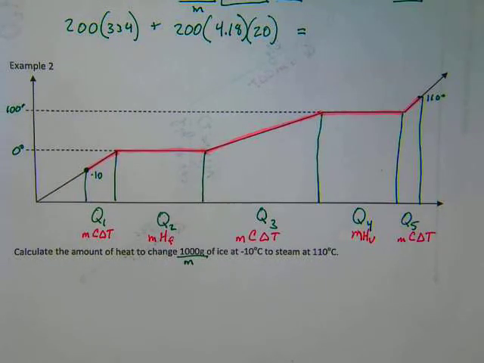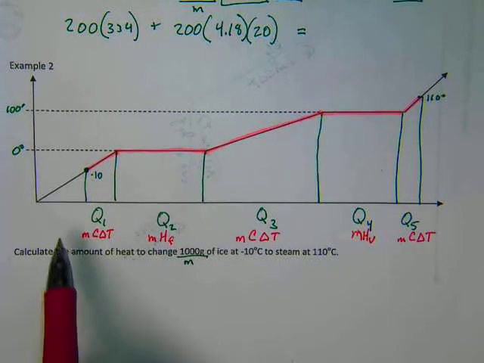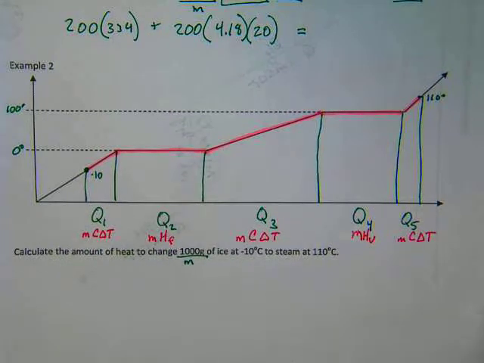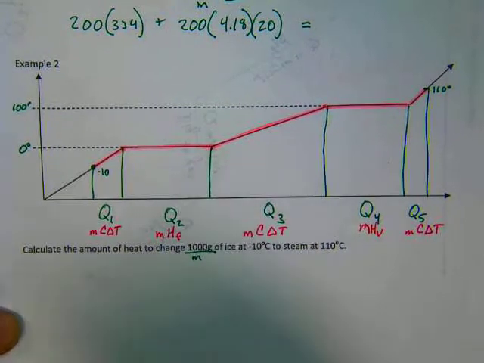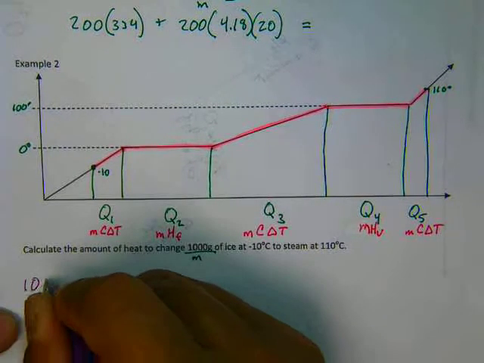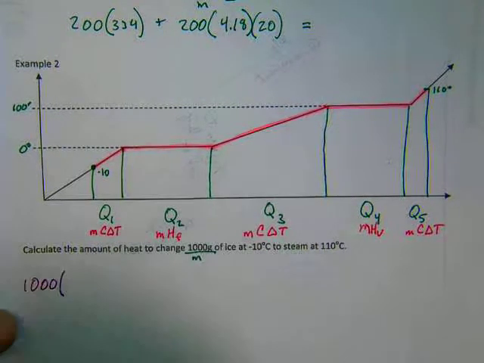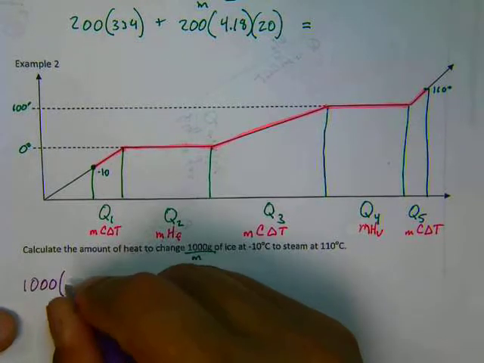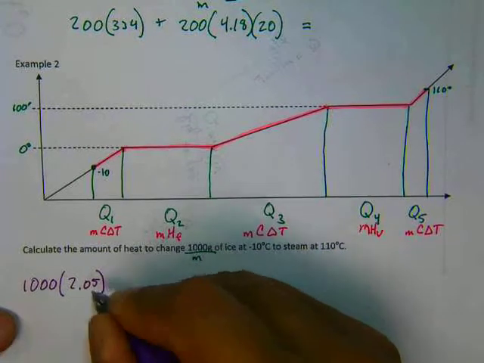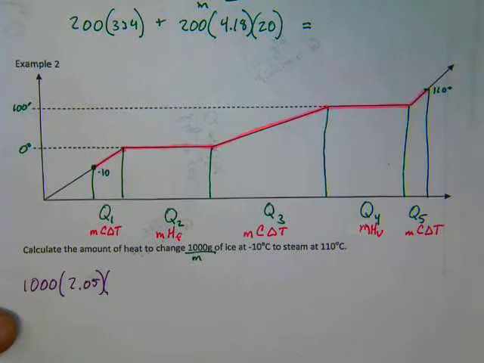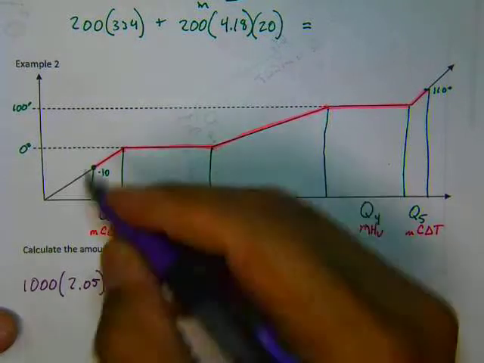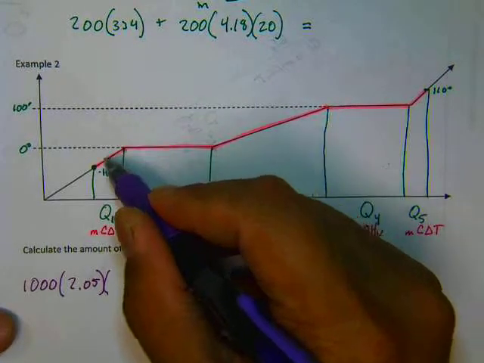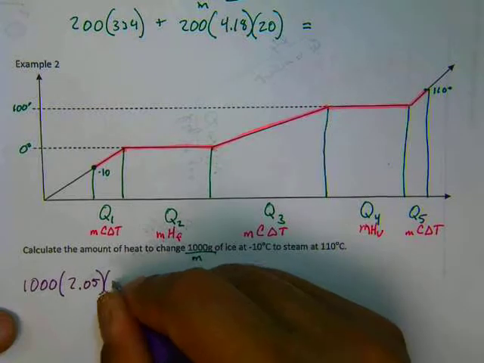All right, so now we know which formulas to use. Let's just plug it in. Do you guys have any questions on how I knew what formula to use? All right, so let's go with this first one. For Q1, we got mass, which is 1,000. We got C. What C am I going to use here? Ice, so 2.05. Delta T, what's my change in temperature for this section alone? 10. The section goes from -10 to 0, so for this section alone, the temperature change is 10.